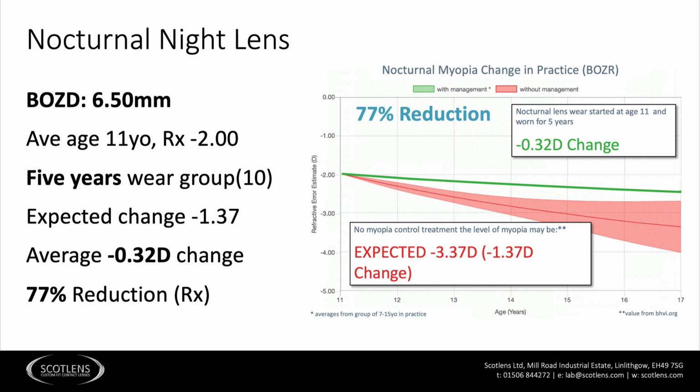Now, from the study that I mentioned before in the myopia control lecture, you can see this was from a group of 5-year wearers. All of these wearers that elicited this 77% reduction in myopia were wearing the standard 650mm optic. So even with a standard optic, we can still anticipate a good myopia control effect.